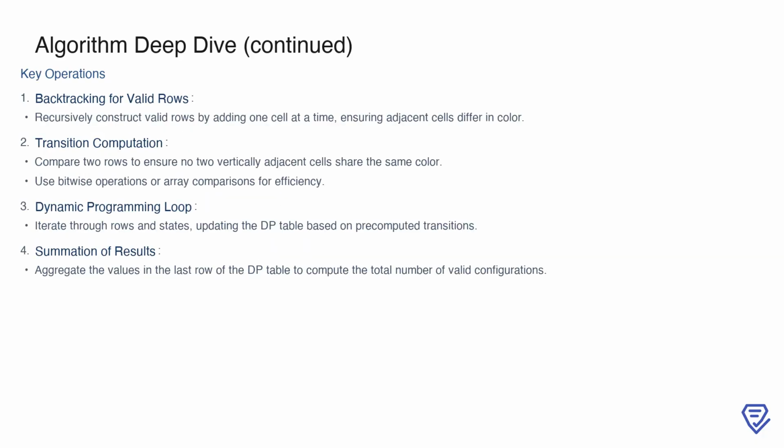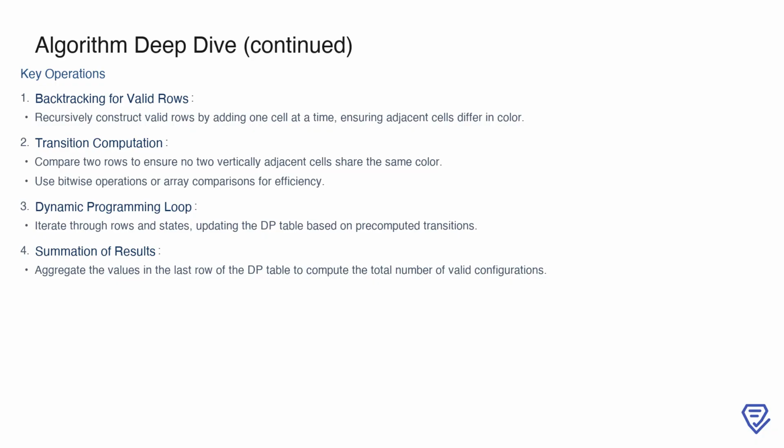The algorithm involves several critical operations. First, backtracking is used to generate valid row configurations. By recursively constructing rows one cell at a time and ensuring adjacent cells differ in color, we can systematically create all valid rows. Next, we compute transitions between rows. This involves comparing two rows to ensure no two vertically adjacent cells share the same color. For efficiency, we can use bitwise operations or simple array comparisons to perform these checks.